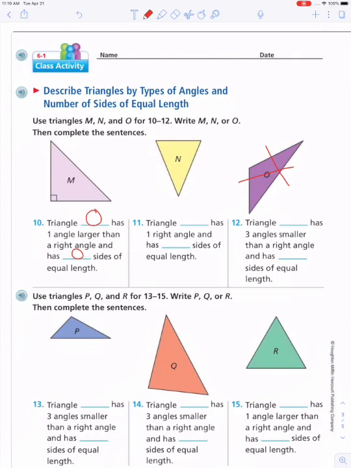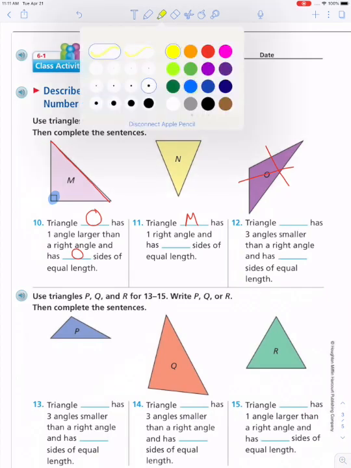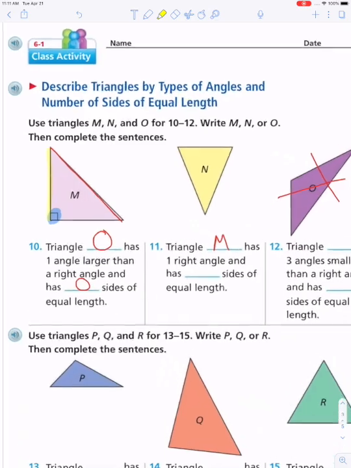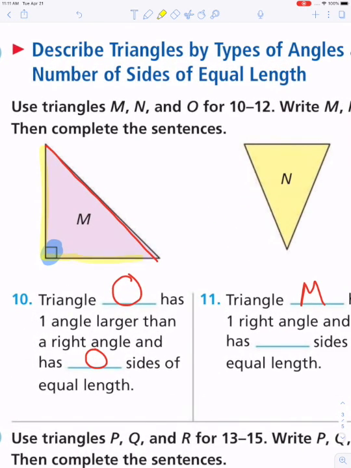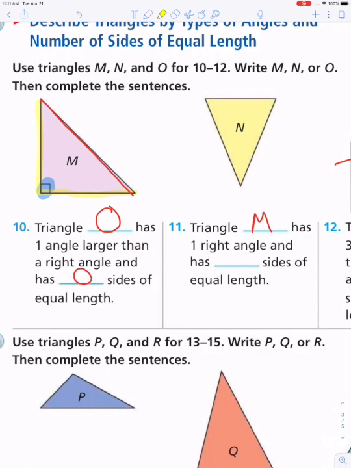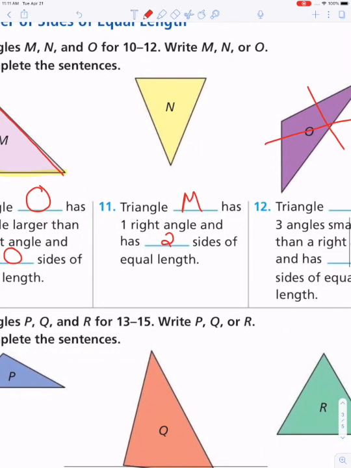Triangle blank has one right angle. Oh, I think we've already found that, right? So we know that's the right angle. So we're going to put triangle M. And has blank sides of equal length. Well, it looks like this one is really long, but it looks like this length, let me zoom in, and this one are equal. If I were to take my ruler and measure that, those look like they would be the same. So I'm going to have two sides of equal length.